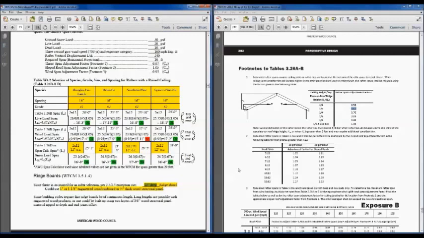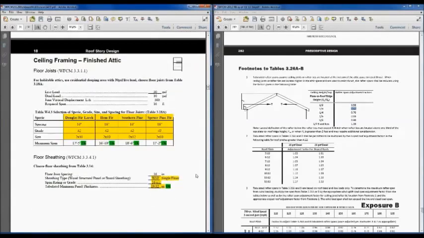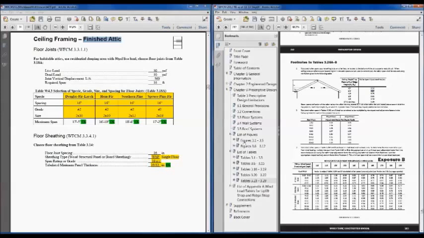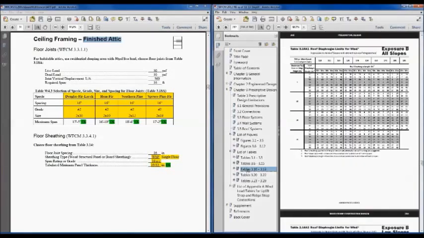You saw that in the example problem, and so we'll just keep on moving now to ceiling framing for our finished attic. I'm not going to spend a lot of time here because this is very, very similar to what you would do for a floor joist application. The tables are very straightforward. Let me just jump to those quick here in the wood frame construction manual, table 318.